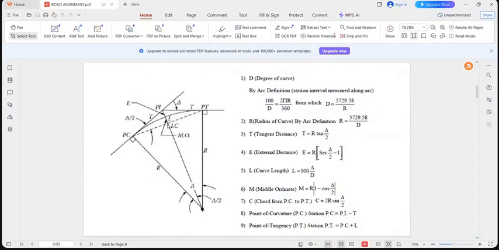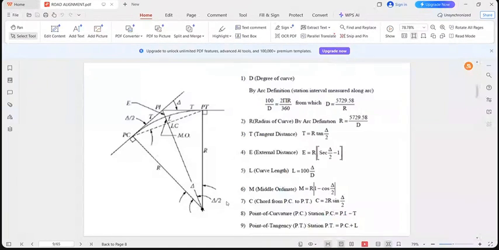And then we have the mid-ordinate, M, which is from PI to this point. We have the external distance, which is from here going to the point of intersection. We have also some points on the curve along here. I'm not requesting you to memorize all these formulas, but I want you to look at the diagram and see that each component of the horizontal curve can be computed based on the given parameters. So this is for information.